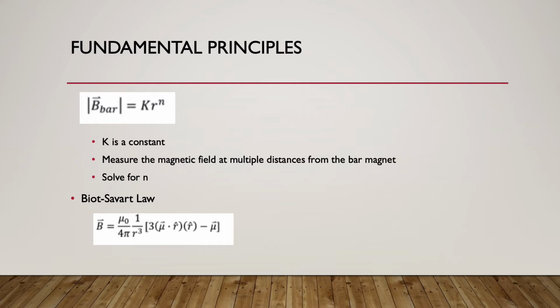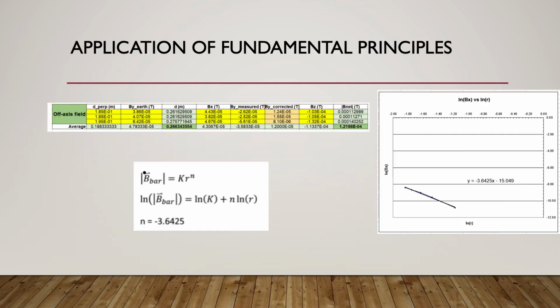The first principle is that the absolute value of B is equal to K times R to the power of N. K is a constant, and this measures the magnetic field at multiple distances from the bar magnet, and we will solve for N. We will also use the Biot-Savart law, which is mu 0 over 4 pi times 1 over r cubed times 3 mu dot r hat times r hat minus mu vector.